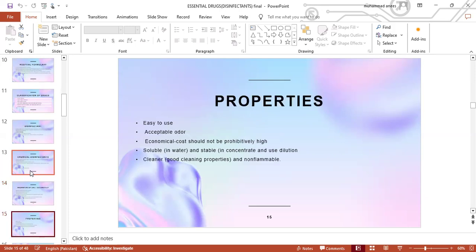It should be easy to use, with an acceptable odor, and economical, so the cost should not be very high. It should be soluble in water and stable in concentrates, as they can be used for dilution. They should be clean and non-inflammable.